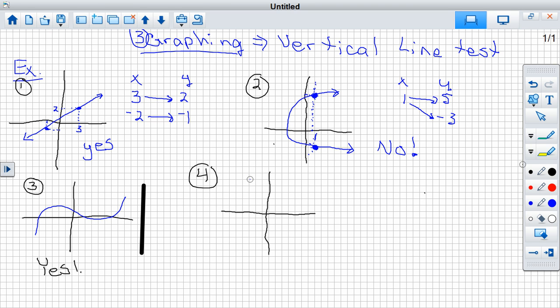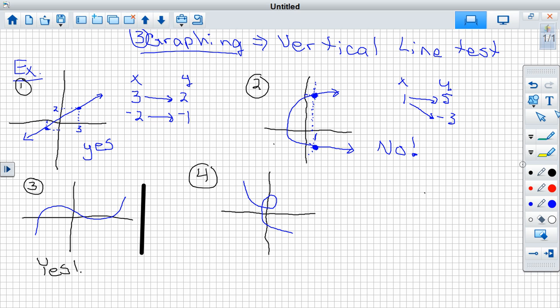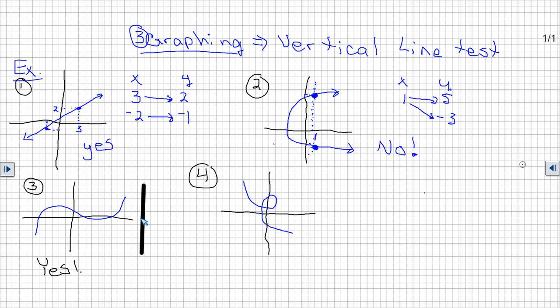What if I were to do something like this? Do the vertical line test. Do we think that's a function or not? Right there, I'm good. I'm good, I'm good. Not right there. There are 3 places that it hits my line. When I say the line, I mean the vertical line. The graph that I have drawn touches the vertical line 3 times. So that is definitely not a function.